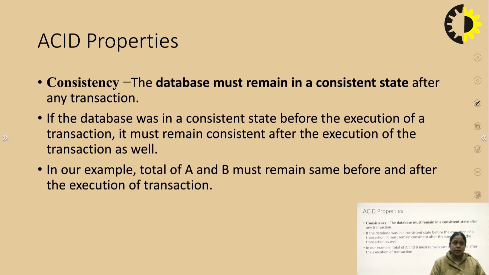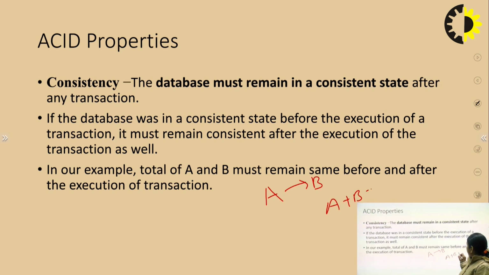It should not be in an inconsistent state. The database must remain in a consistent state after any transaction. For example, if we want to transfer 50 rupees from A to B, what it means is we are transferring the 50 rupees from A to B, but the database should be consistent. How can we find out whether data is consistent or not? We can find out with the help of A plus B.